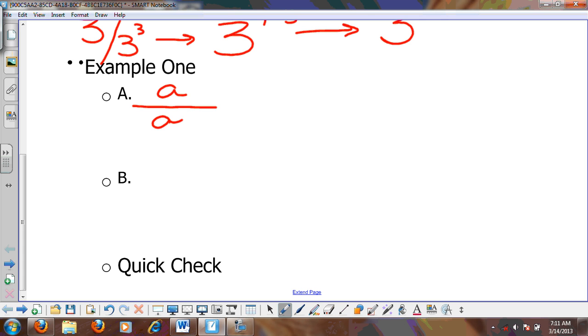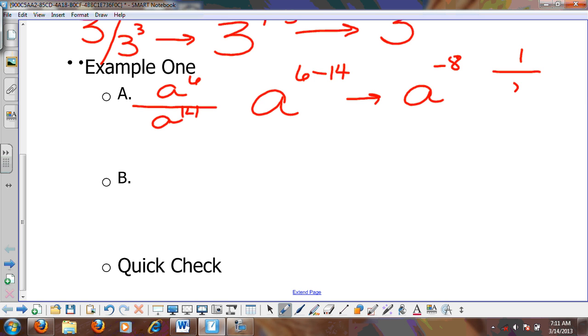and here's our example for your negatives. A to the 6th over a to the 14th becomes a to the 6 minus 14. It's always numerator minus denominator, which becomes a to the negative 8. Uh-oh, negative exponent. What does that mean? Exactly, Clayton. 1 over a to the 8th. Okay, do you see? Just remember that progression.